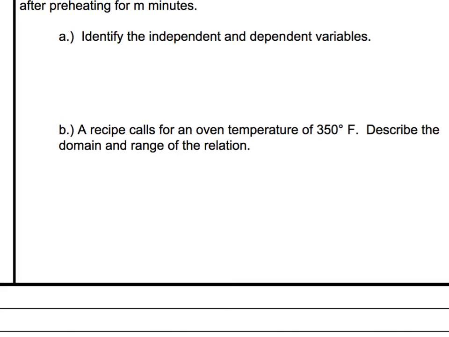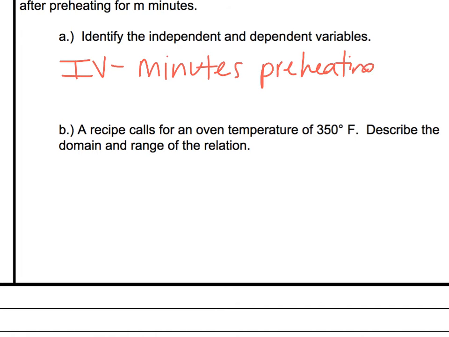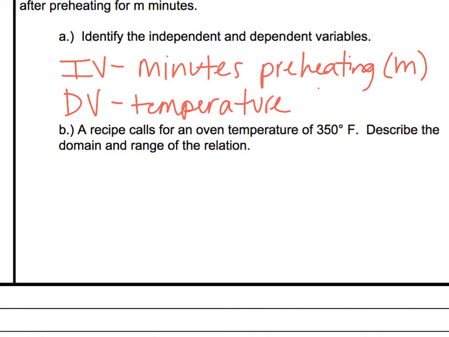So the longer you preheat an oven, the hotter it gets. It starts out at 0 and then it goes up to 350 the more minutes have passed. So our IV is in fact what Grace said. Would be the minutes preheating, and that would be M. And then the dependent is the temperature of the oven, T. So notice it's not X and Y. That's okay.